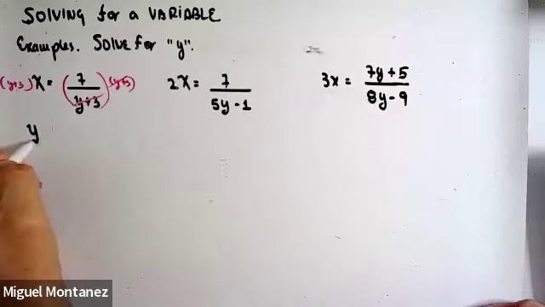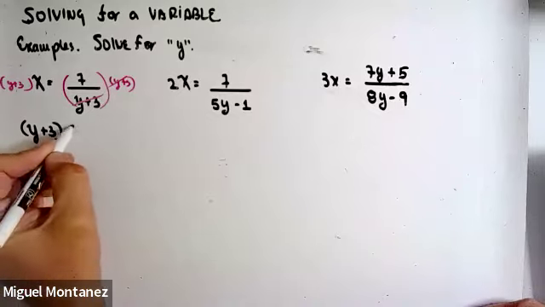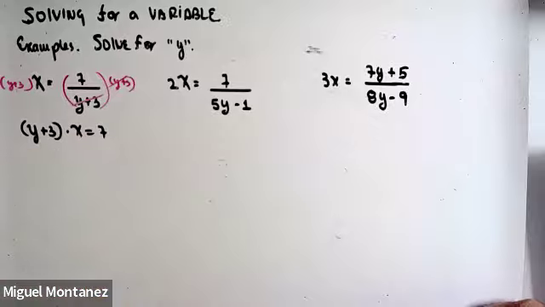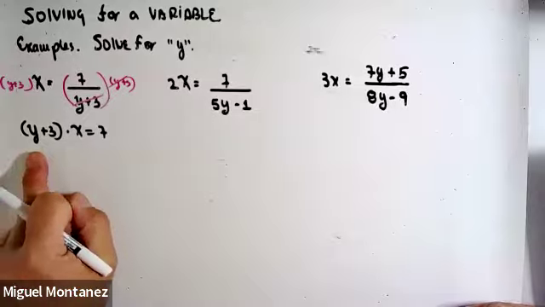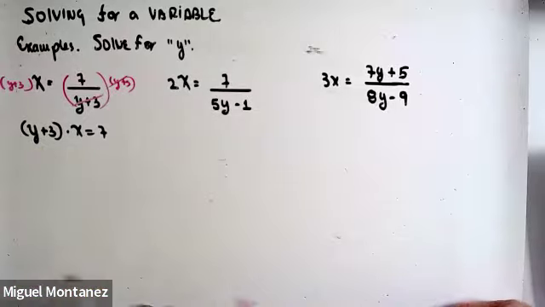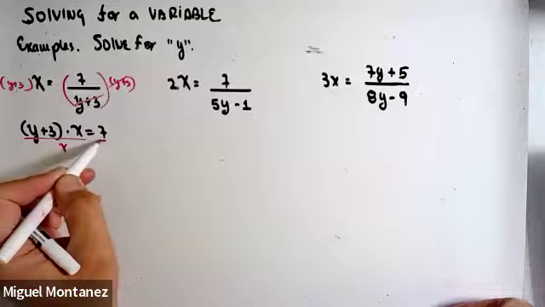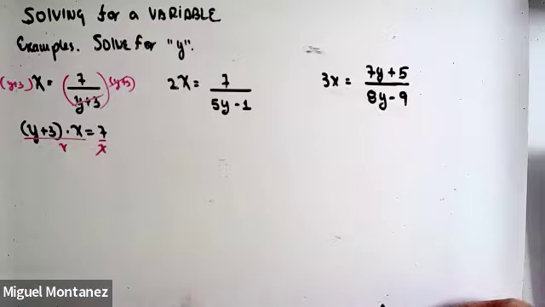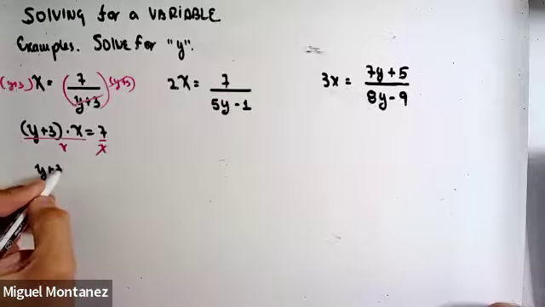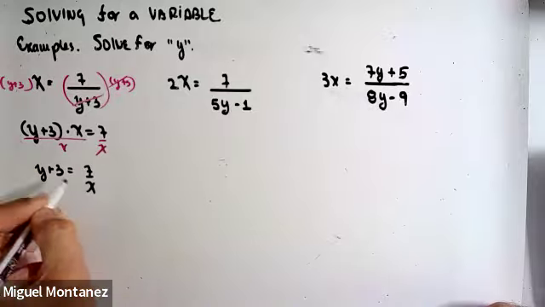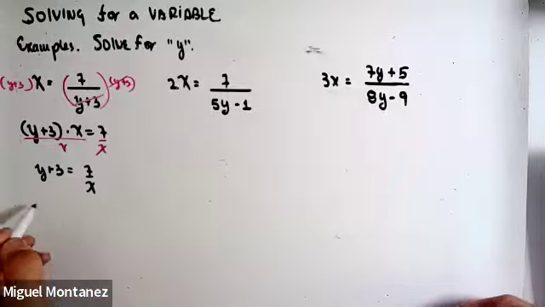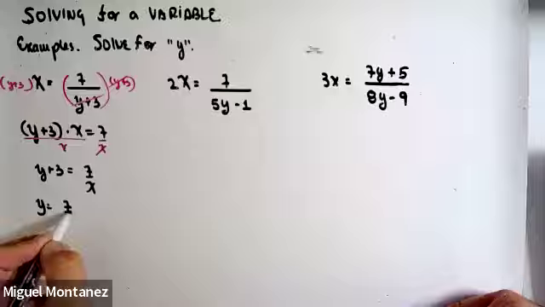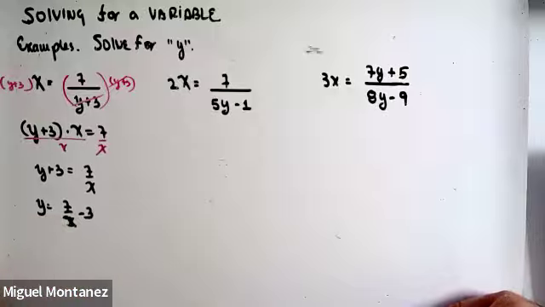So now we have y plus 3 times x equals 7. In this case, we can do two things if I were to isolate the y. Route 1: of course, we can divide by x, and we have y plus 3 equals 7 over x. And now, of course, we can subtract 3, and we are done. y equals 7 over x minus 3. That's one way of doing it.